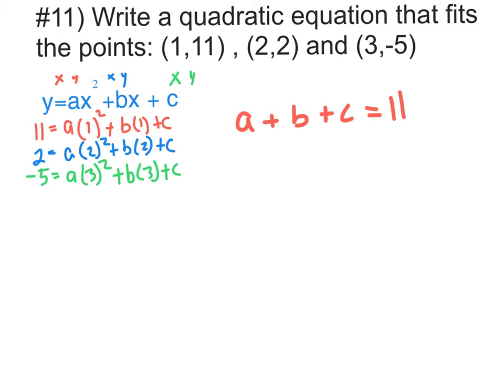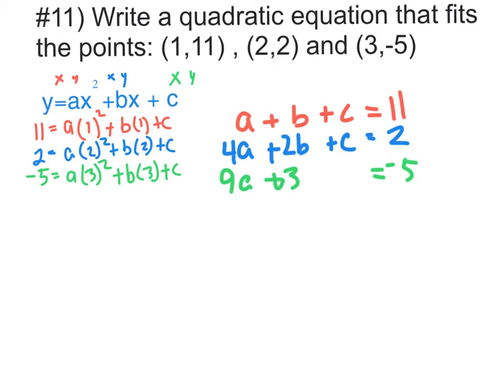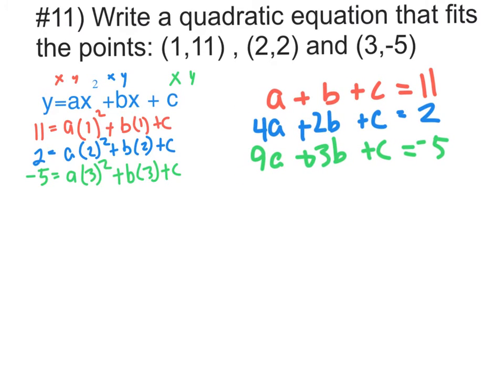And the next one, it's going to be 2 squared, which is 4a, plus 2 times b, which is 2b, plus c, and it's going to equal 2. I put the equals 2 on the right side instead of the left side. And the last one, that negative 5, I'm going to move over to the right side, and my equation will be 9a plus 3b plus c. Okay, so this is a 3 by 3 system that we need to solve.